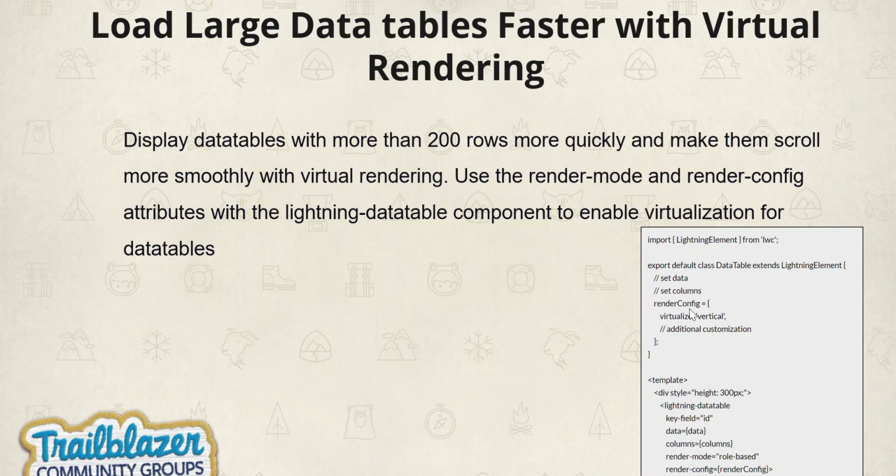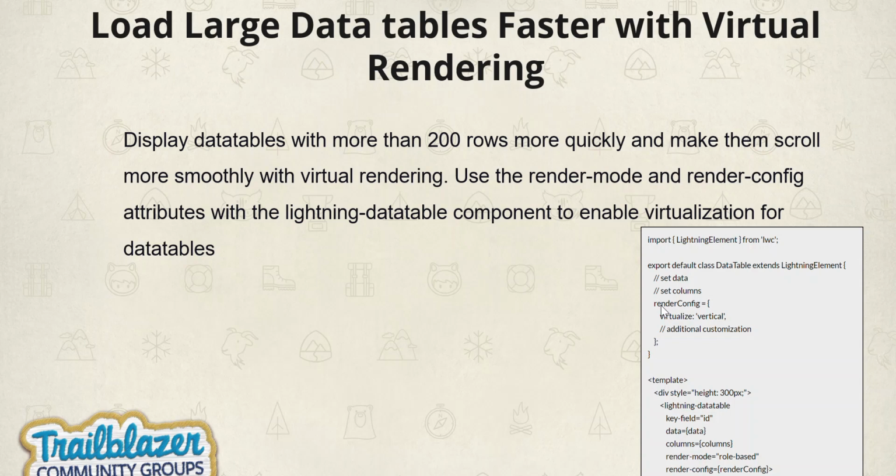So here you can see a new property or attribute called renderConfig, and it's an object type. You can see a key-value pair, virtualize colon vertical, based on your need. So you can change this property, right? This is the first attribute here under the data table.